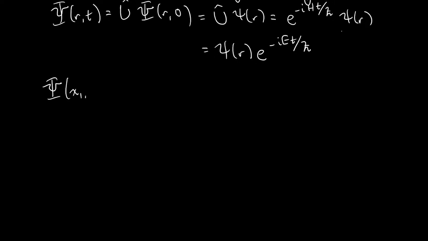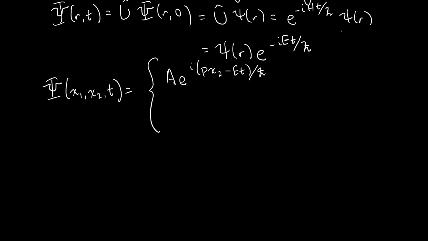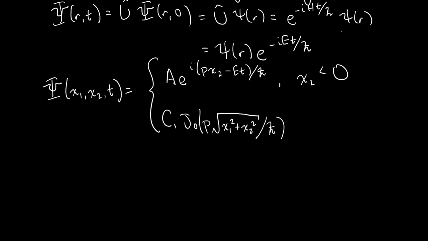So putting all of this together, I can write my total wave function as A e^{i(p x2 - E t)/ħ} for x2 less than zero, assuming that our screen, or our wall with the hole in it, is at zero. And I'll call this C1 J0(p sqrt(x1² + x2²)/ħ), because it's pr over ħ, times e^{-iEt/ħ}, for x2 greater than or equal to zero.